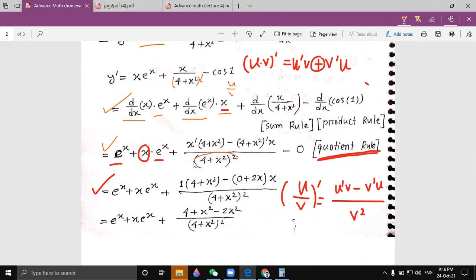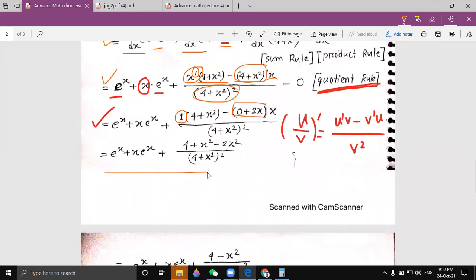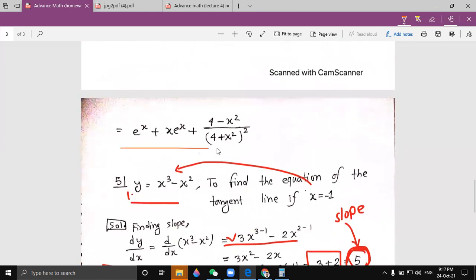And on the upside, we differentiate the first function and keep the second one, and then we differentiate the second one and keep the first one. So if we differentiate x, it will be 1, and if we differentiate 4 plus x squared, it will be 0 plus 2x. So all together, this is our final result.